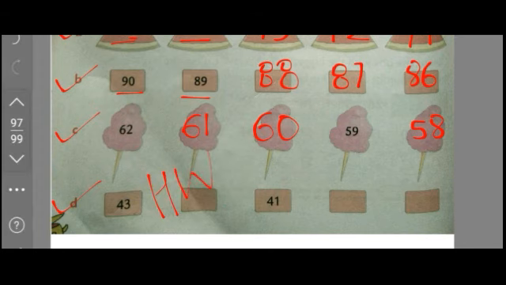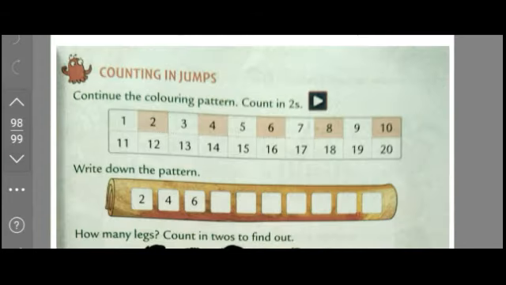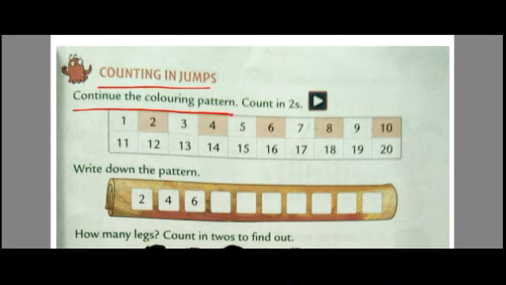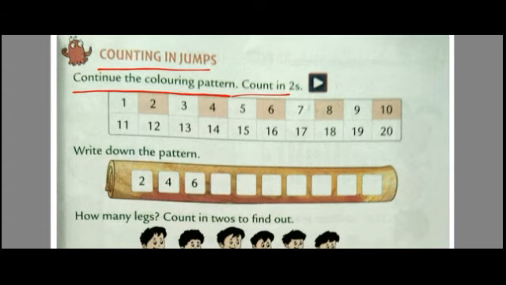Now let's move on to the next page and the last page. Counting in jumps. Continue the coloring pattern. Count in 2. See the coloring pattern. The numbers that are colored: 2, 4, 6, 8, 10. Now we can also color the remaining one. What will be the next pattern after that? It's in counting in 2.